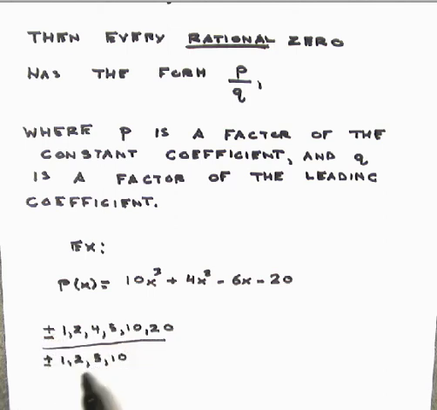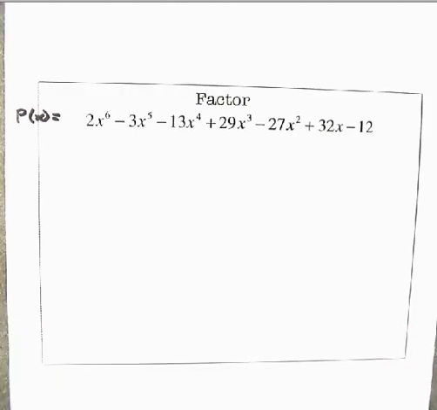Now this might seem like a big list and a lot to do, but you've got to remember, you're limiting your choices to a small number compared with the infinite number that there could be. So this has its usefulness, and you'll come to appreciate it as we go. So let's jump into an example.